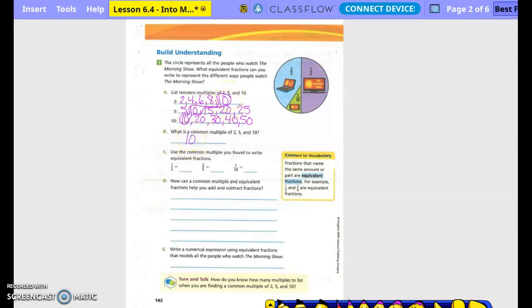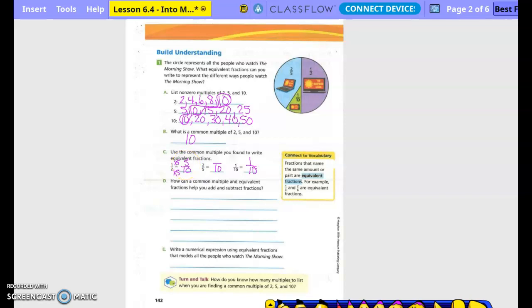So use the common multiple you found to write equivalent fractions. So we know all of them are going to have to be over 10, right? Okay, do I have to do anything to that last one? No, because this already has 10 in the denominator, right? So how do I get from 2 to 10? Times 5. What I do on the bottom, I also do on the top. So this one would be 1/2 is equivalent to 5/10, right?